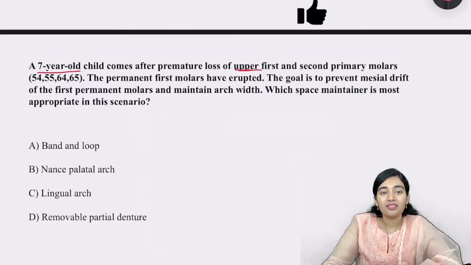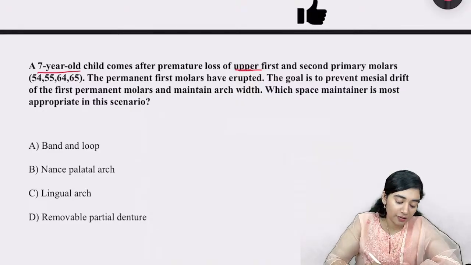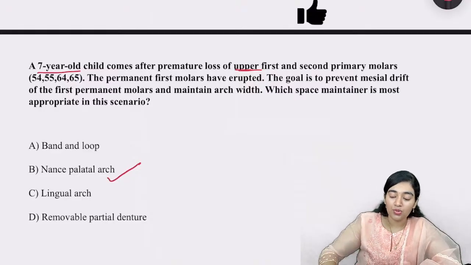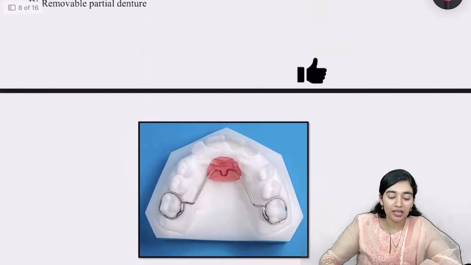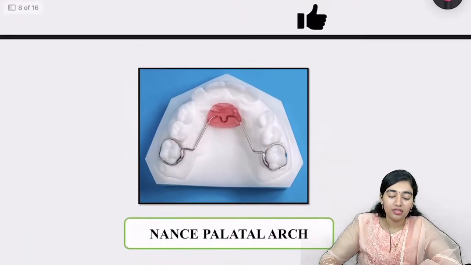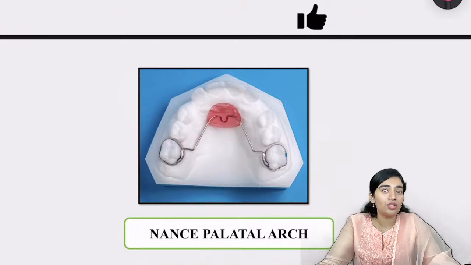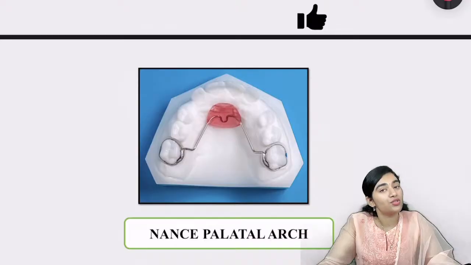And yes, I'm very happy to see all the right answers here. So the appliance of choice is Nance palatal arch. Okay, so that is the appliance of choice now. So let's decode the design of Nance palatal arch. Image-based questions can also be asked in space maintainers. So whenever I'm showing the design, please try to incorporate what the wire components are and where they are spanning, so that you can quickly answer the image-based questions too.